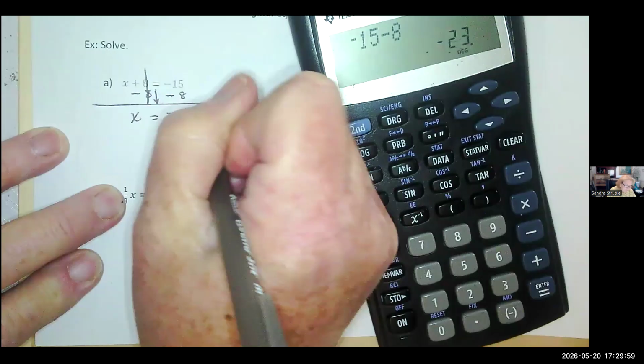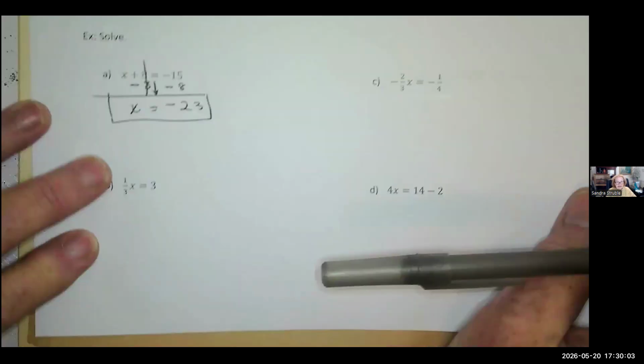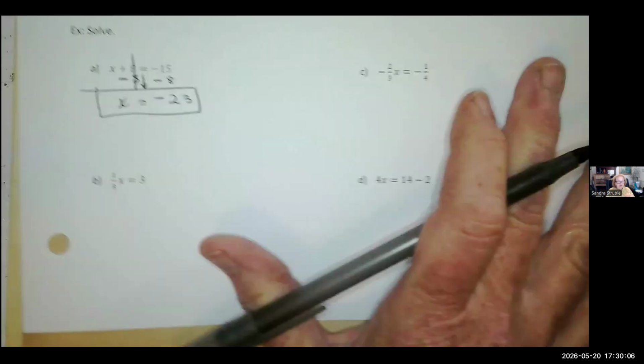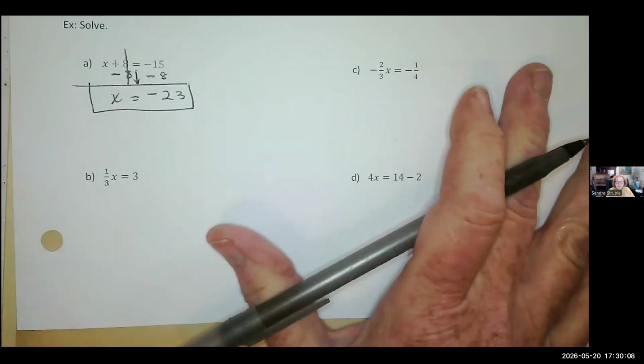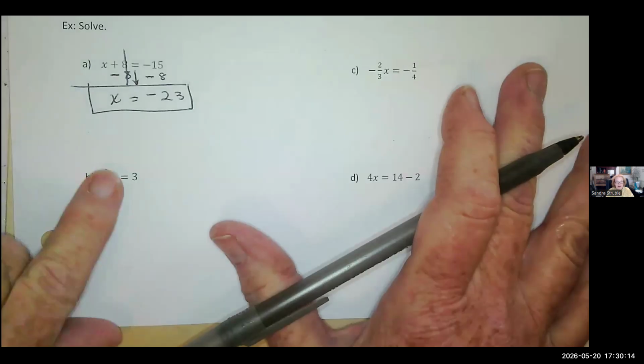Okay. This next one, I'm going to want you to pause your writing and just watch. Choose what you want to write down afterwards, but for right now, just watch. Okay. We're dealing with fractions. That's another reason why you just want to watch.